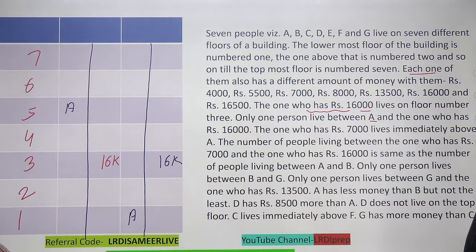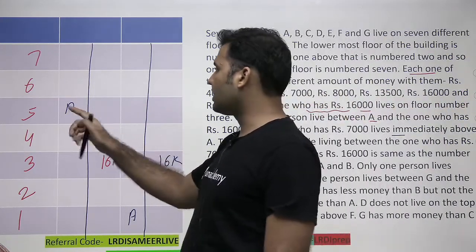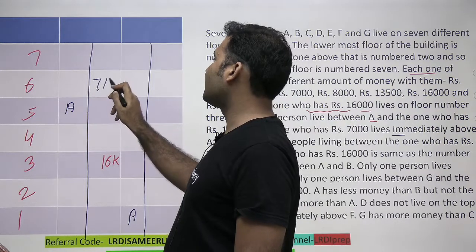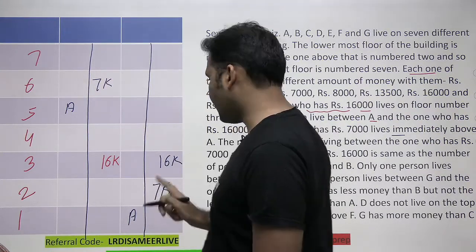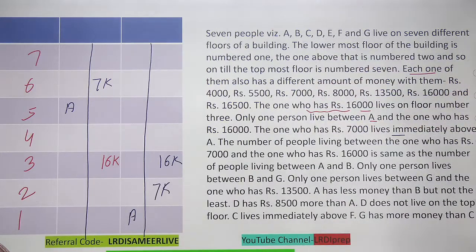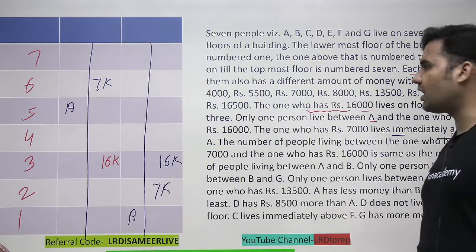Okay, now the one who has rupees 7,000 lives immediately above A. Now in this particular case, the one having 7,000 will be living over here. In this particular case, the one earning 7,000 will be living above A. So it will be over here. It's because it says that it's immediately above. So you need to take the immediate above floor.